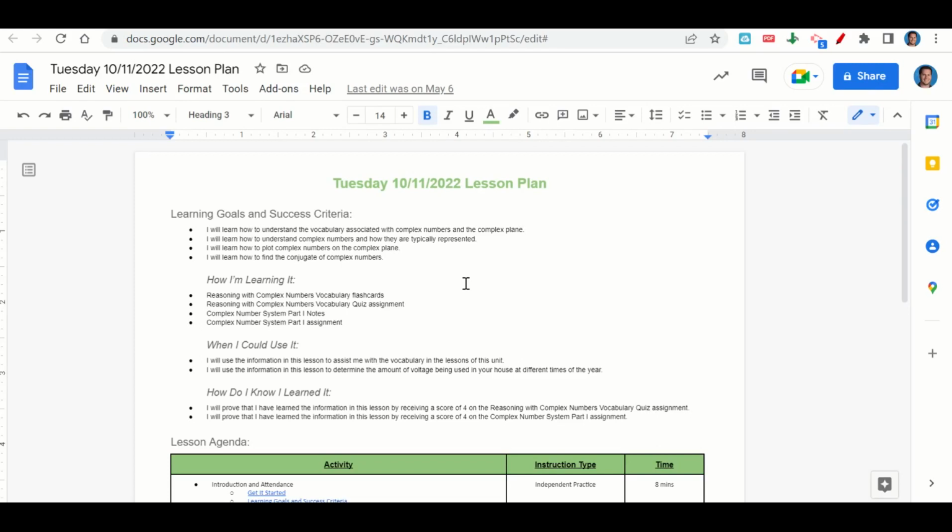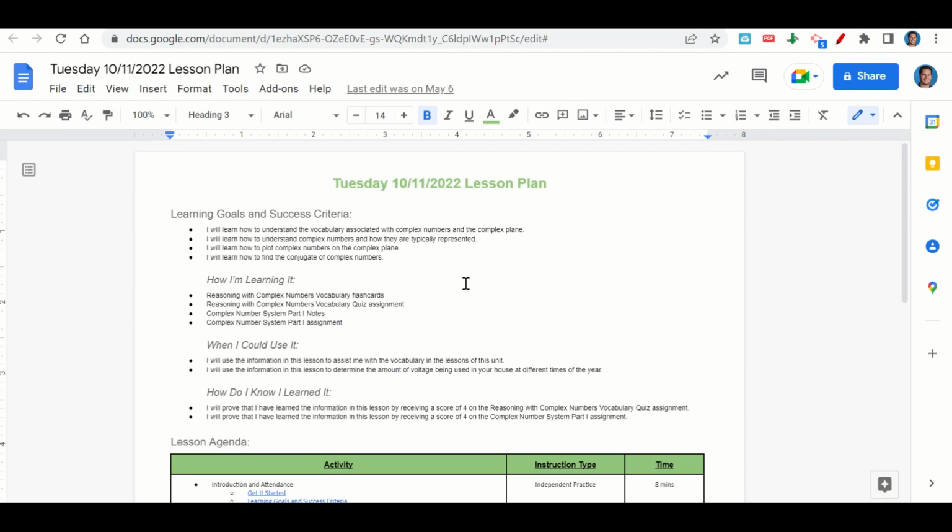First, what are we learning? We're learning how to understand the vocabulary associated with complex numbers and the complex plane, how to understand complex numbers and how they are typically represented, how to plot complex numbers on the complex plane, and how to find the conjugate of complex numbers. How are we learning it?